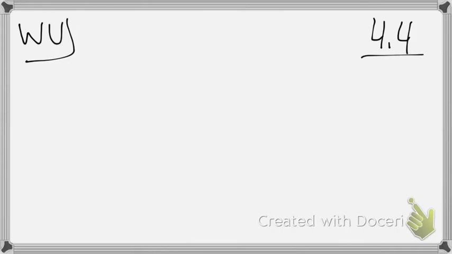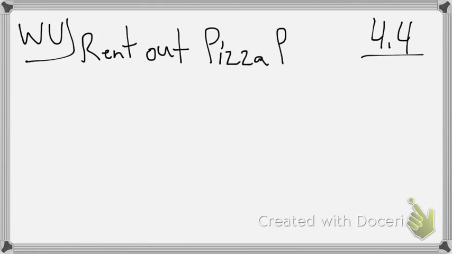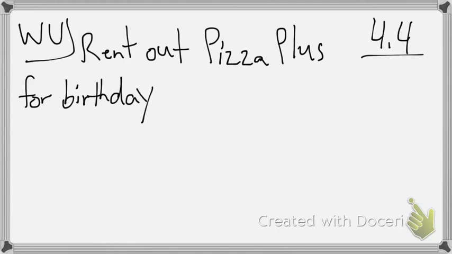So not only are we going to solve an equation, but we're gonna need to learn how to write equations also. Whenever we're writing equations, it's usually coming from some kind of word problem, a story context or a real world situation. So let's imagine that, for your birthday party, you want to rent out Pizza Plus, or whatever restaurant or arcade you like.